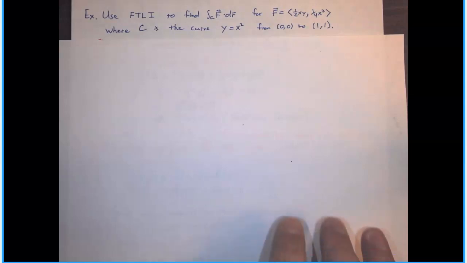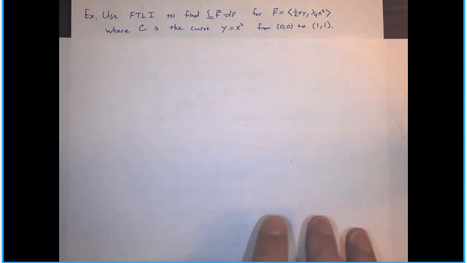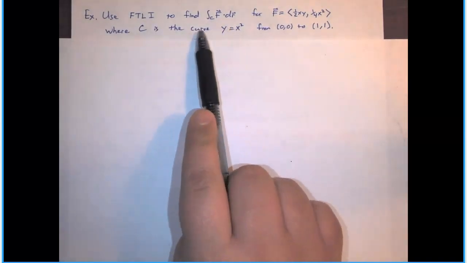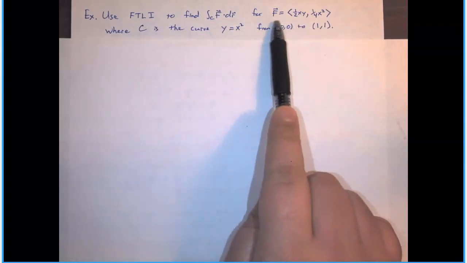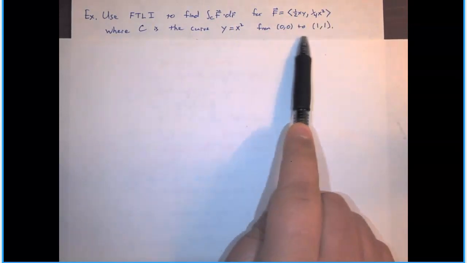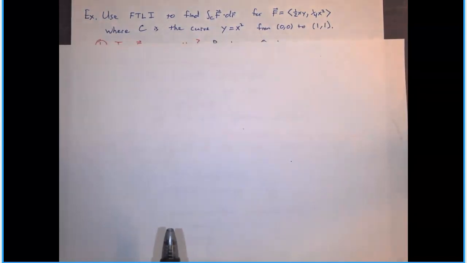Alright, welcome back everybody. We're going to begin this video with another example of finding a potential function given a conservative vector field and then using the fundamental theorem of line integrals to evaluate the integral. So here we want to find this line integral of F where F is 1/2 xy, 1/4 x squared, over a parabola from (0, 0) to (1, 1).